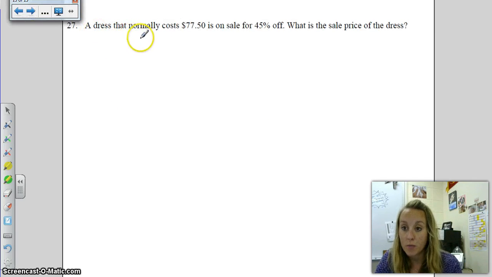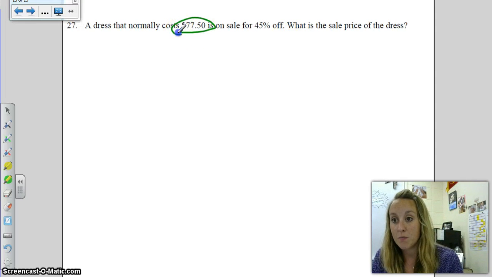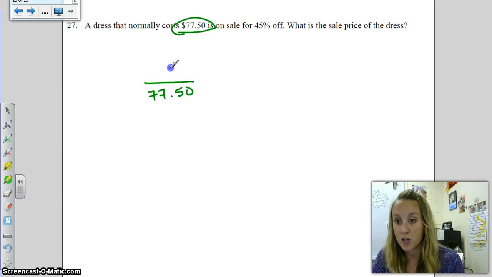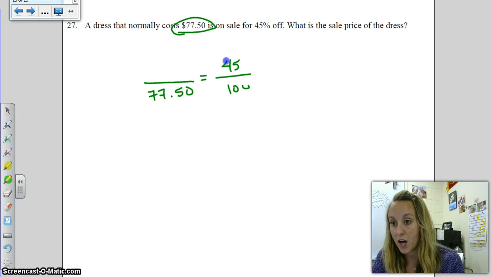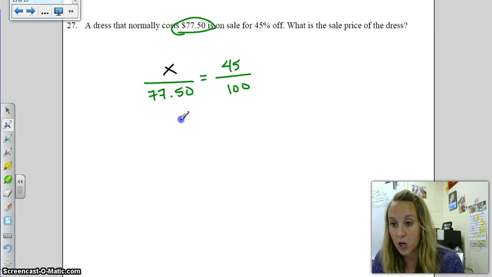Okay, dress that's normally cost $77.50 is on sale for 45% off. Okay, again, this is going to be your of. So you have $77.50. Under that, 45% goes on top over the 100, and we're looking for X. Okay, once you cross multiply and find this, then you get 34.88. You take $77.50 and subtract it from 34.88.